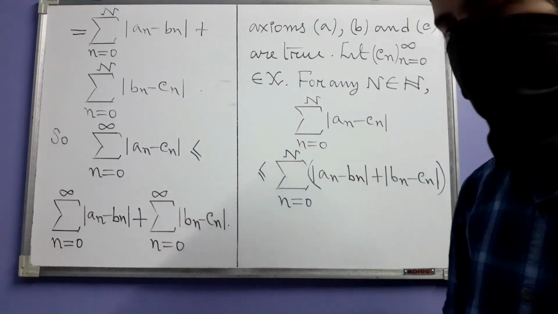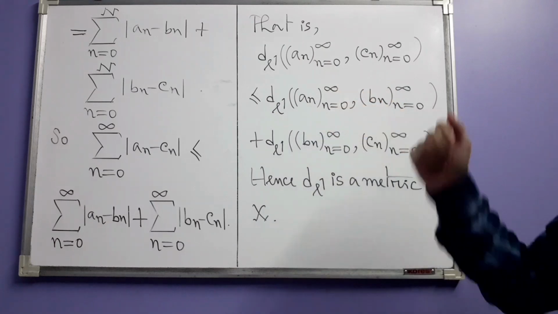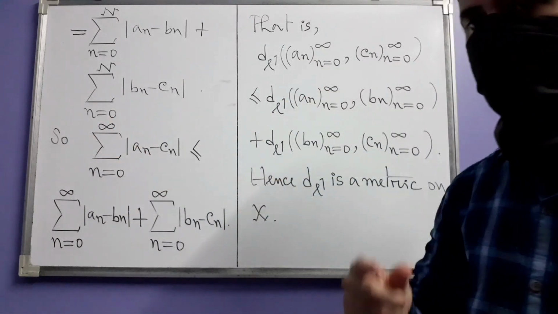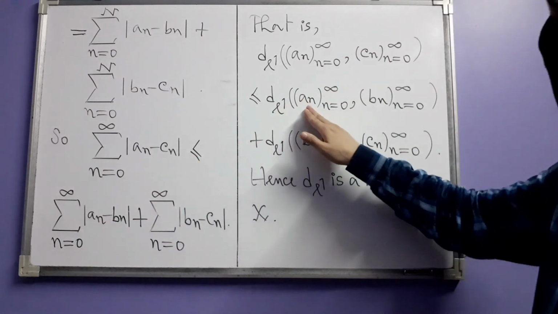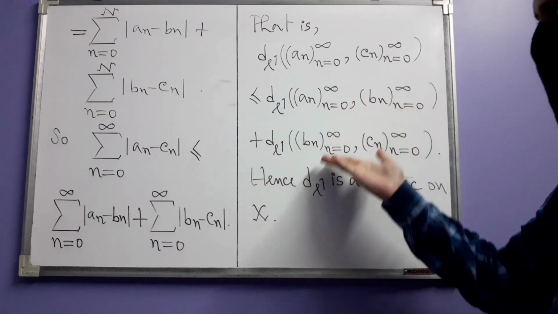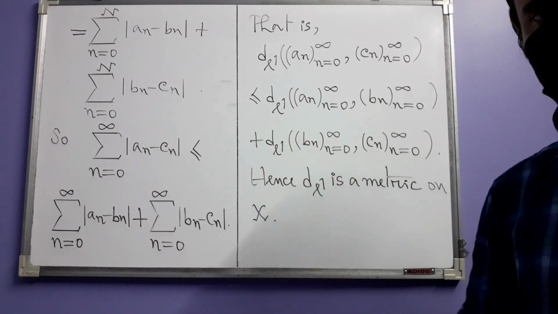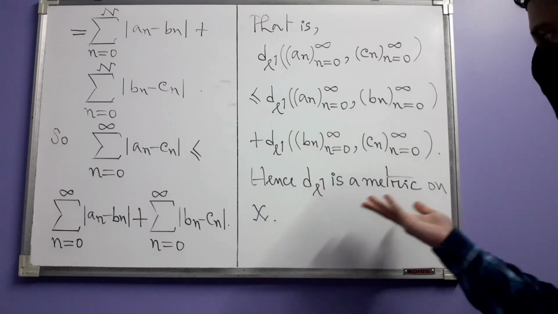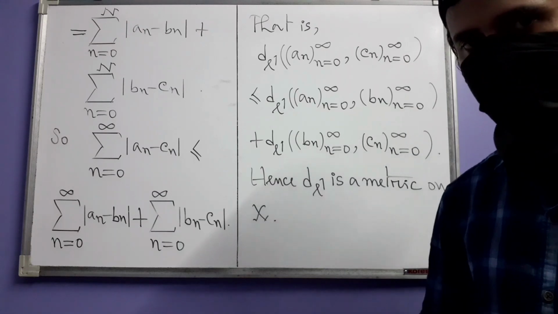What does this final inequality tell us? So this inequality tells us this. In fact, this is this. This is the dl1 distance between the sequences an and cn. This is the dl1 distance between an and bn, and this one is the distance between bn and cn. So that's the triangle inequality for the function dl1. That's it. That is the fourth axiom in the definition of a metric space, and that's why dl1 is a metric on X. And next we similarly show that dl infinity is also a metric on X.